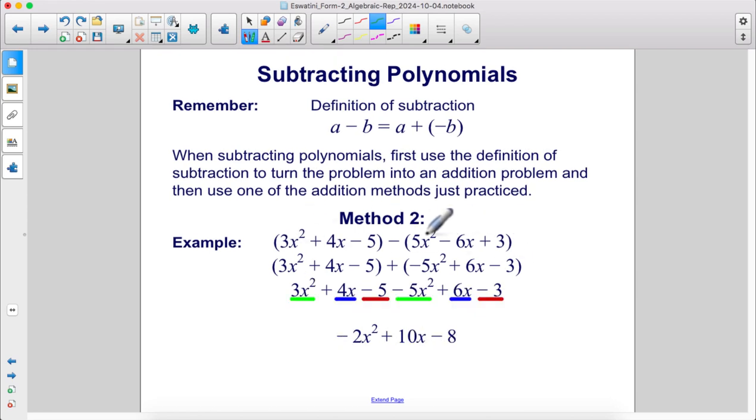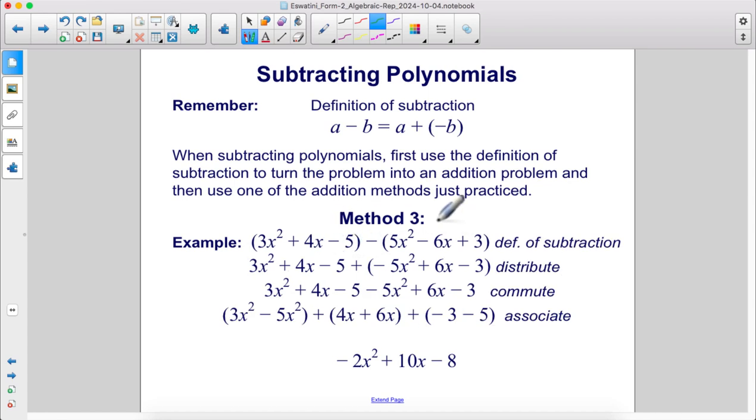Here's the same problem but solved using method 2, where we distribute that negative sign, get rid of all of the parentheses, and then combine like terms horizontally using colors. So this is just another way to get the same answer. And here's method 3, where once again we distribute that negative sign, we remove the parentheses, we move the like terms to be next to each other, and then we associate them with these parentheses. Then we combine, and we get the same answer as before.